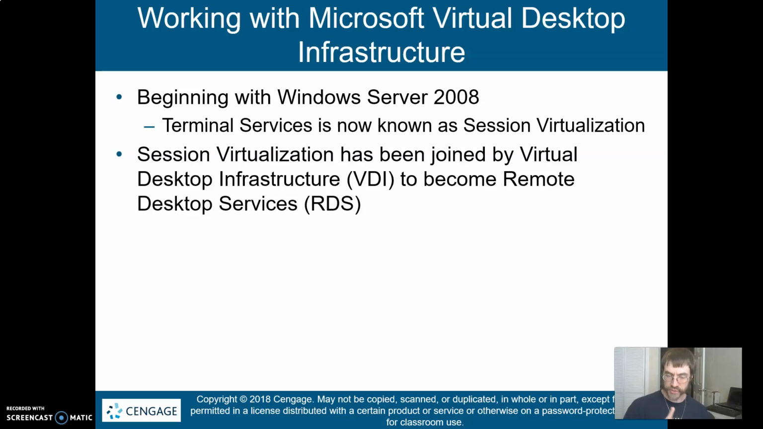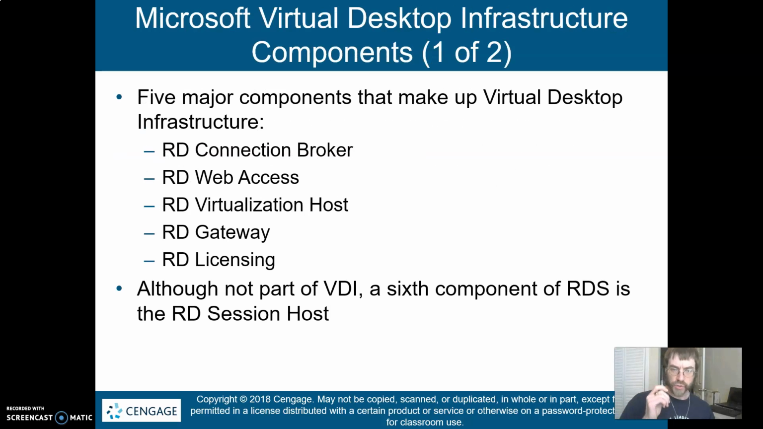Now, if you take session virtualization with virtual desktop infrastructure, you turn all that into remote desktop services. Now, there's another way to use remote desktop services, the remote desktop protocol, by tying into a specific computer. But we're not going to deal with that. Now, there are 5 basic components of the virtual desktop infrastructure. You have your connection broker. You have your web access, you have your virtualization host, you have your gateway, and you have your licensing.